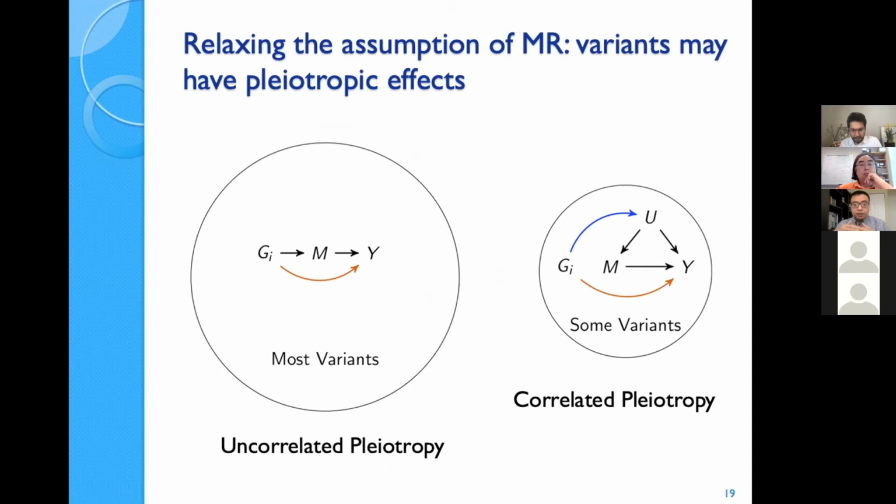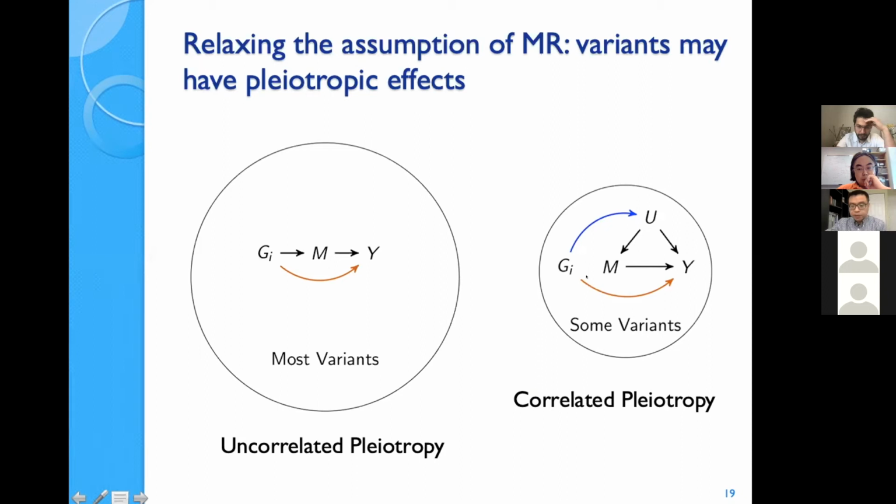That's the problem that we are trying to address in our work. Our idea is to relax the assumptions of MR. We allow variants to have pleiotropic effects, and we allow two kinds. First, in most cases, the variants are not valid instruments in the strict sense. Most variants don't affect the unobserved confounder. They only affect Y directly. Some of them may or may not affect Y, but the point is these pleiotropic effects would be uncorrelated across different variants. This is most variants. We call this uncorrelated pleiotropy.